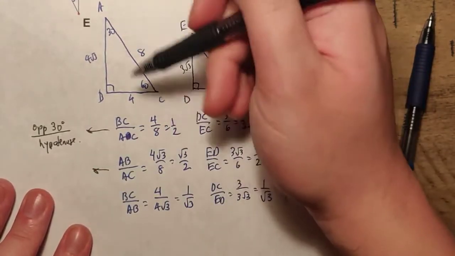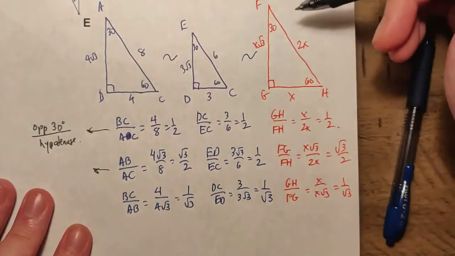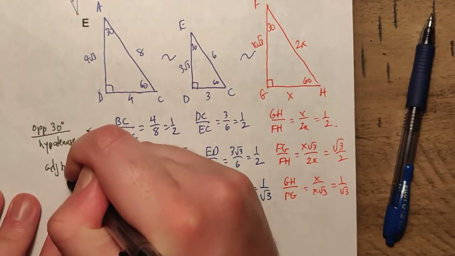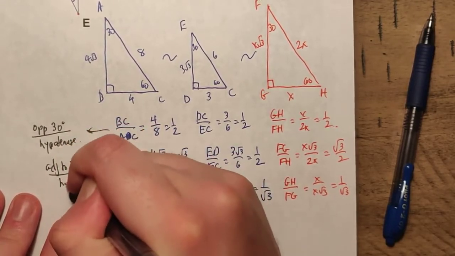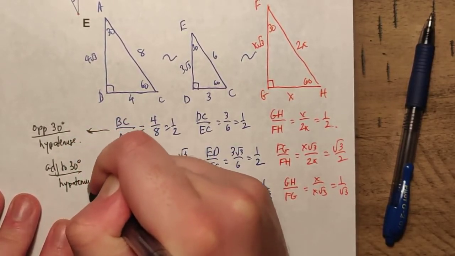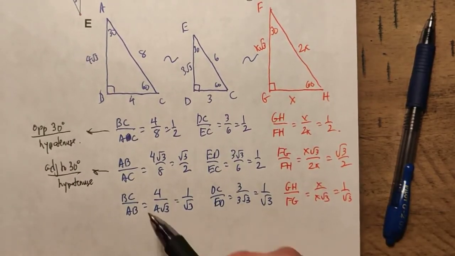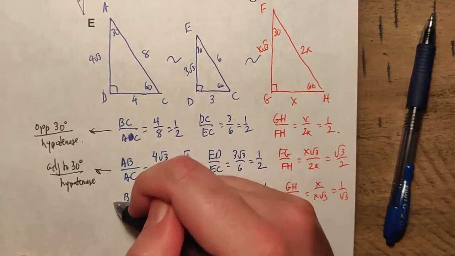Similarly here, AD, AB, ED, and FG are the sides that are adjacent to the 30-degree angle. So this is adjacent to the 30-degree angle over the hypotenuse, right? The denominator of the ratio didn't change. We still have our hypotenuse here. And now we can do the same thing down here.